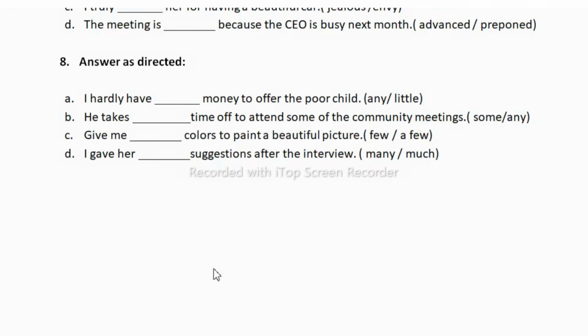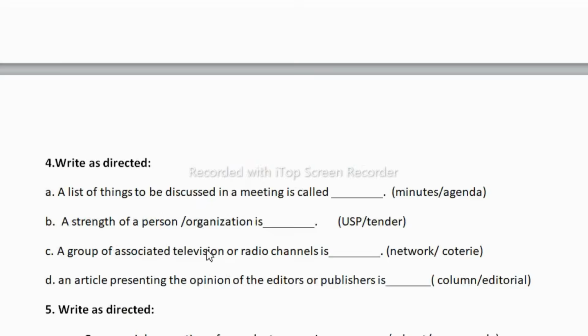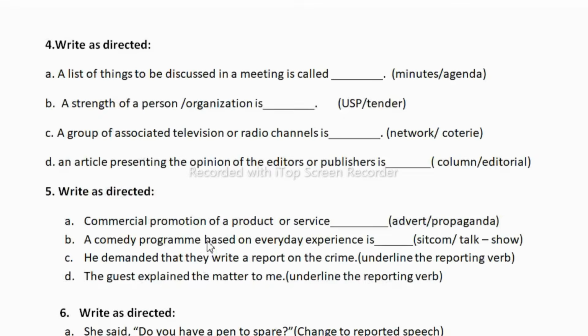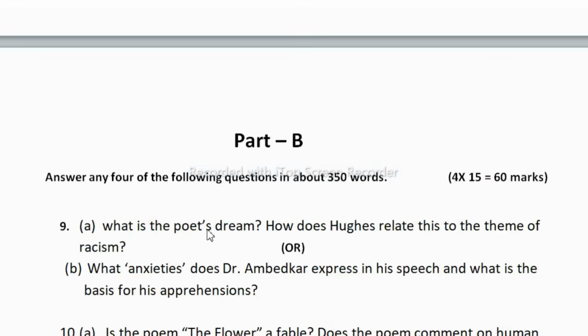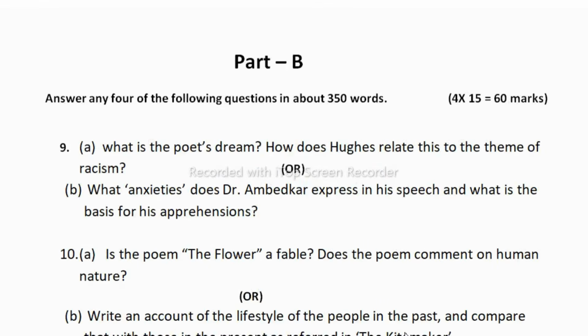So students, these all 8 I taught you here. You can do any 5 out of these, you will get 20 marks. Now come to section, means part B. In part B, answer any 4 of the following questions in 350 words. 350 words is nothing but you should write 4 full pages, that will be 2 papers, front and back.